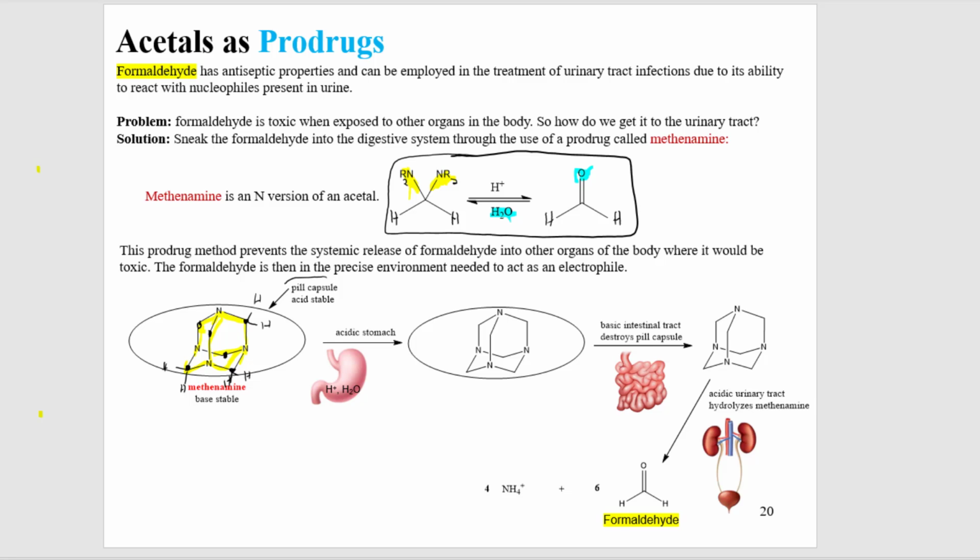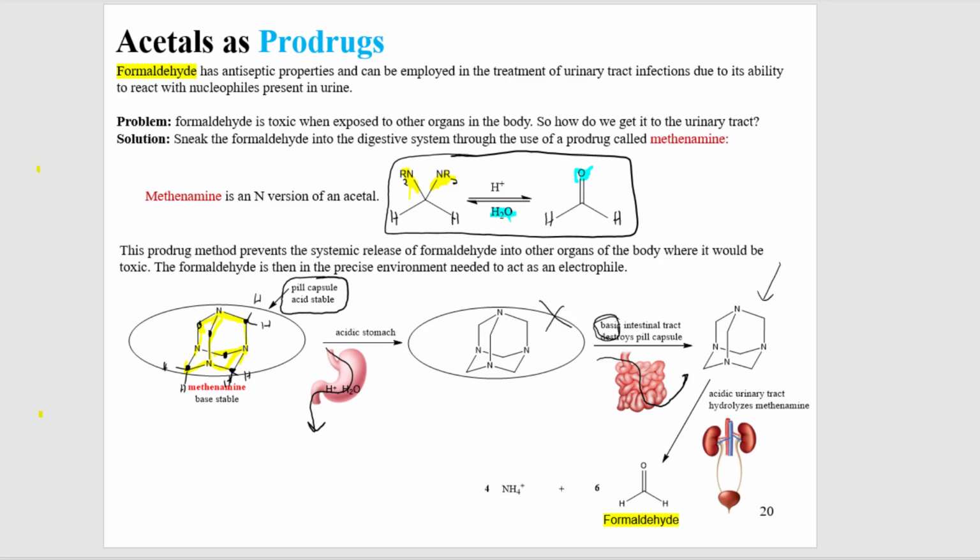And the pill they design to be acid stable. So watch what happens. The methenamine is the prodrug inside an acid stable pill. You take the pill and you manage to get it through the stomach without damaging the pill because the pill is acid stable. Once this pill reaches your intestinal tract, it's under basic conditions and the pill falls apart. So now, if you'll notice, you've exposed your prodrug. It gets through the intestinal tract and dissolves the pill effectively. Now you have a free methenamine prodrug.